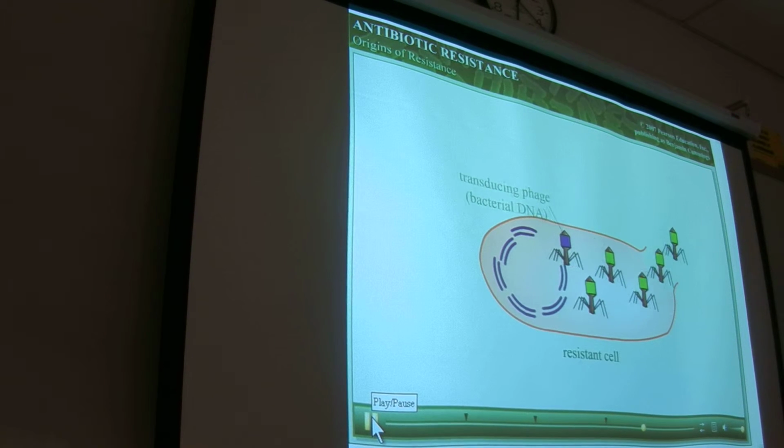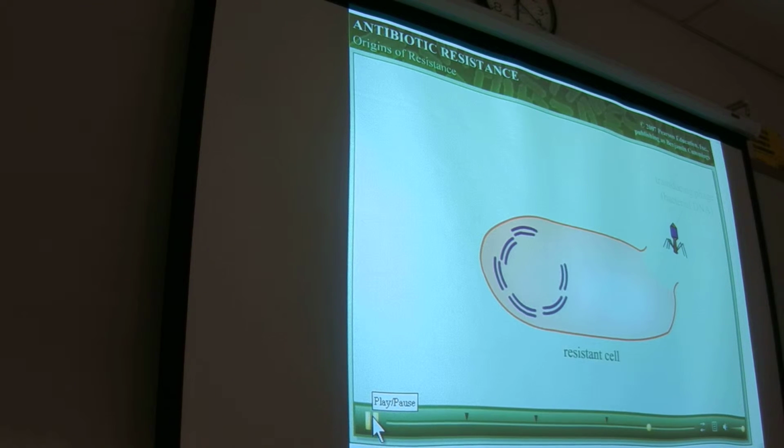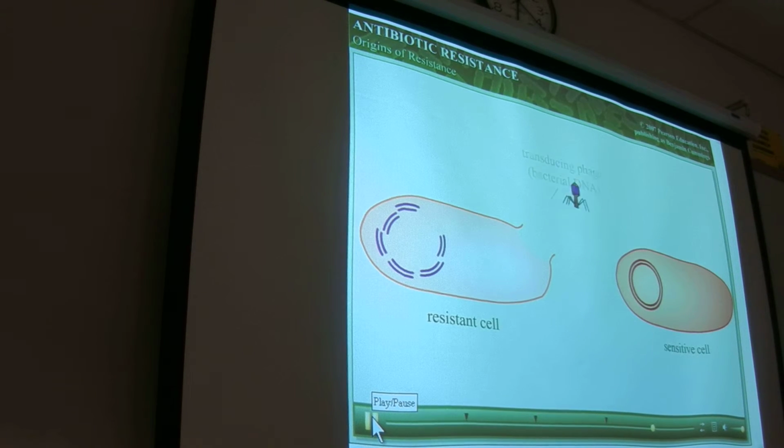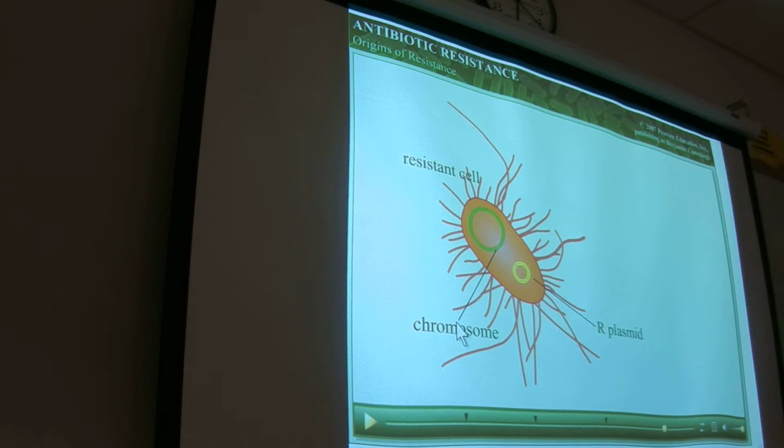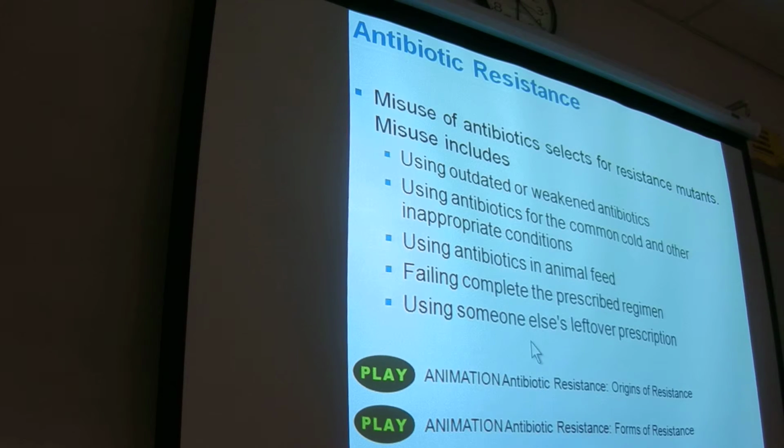Or a bacteriophage can transfer the resistance genes from one bacterial cell to another in the process of transduction. Okay, so we learned about that. Finally, resistance... We didn't learn about that, so I'll stop it.